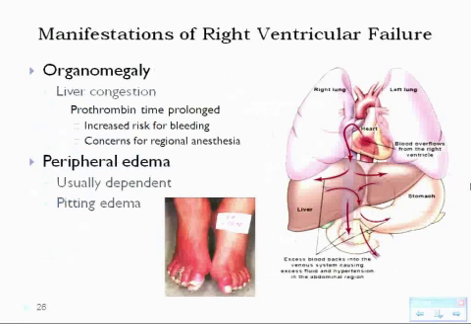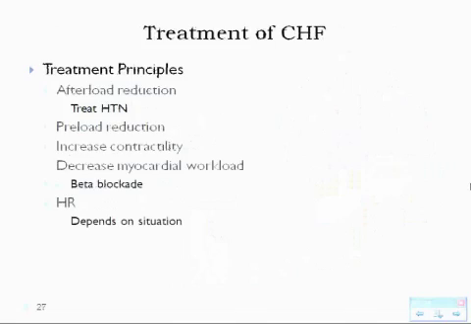So organomegaly, one of the things that will happen from the liver congestion is that it will cause elevated prothrombin time, okay, which then causes an increased risk for bleeding, and it makes regional anesthesia not a good idea, because the person may be at high risk for developing spinal hematomas and stuff like that. Peripheral edema is usually dependent, and you get pitting edema develop.